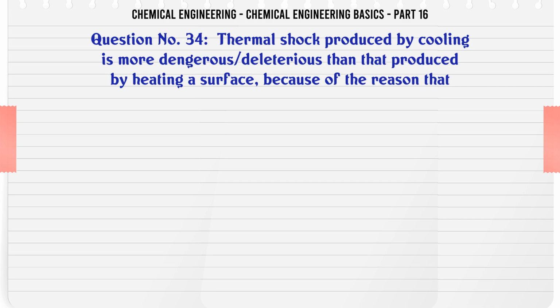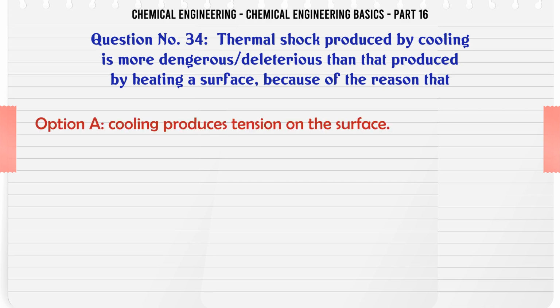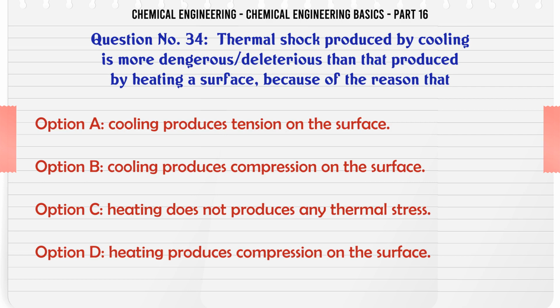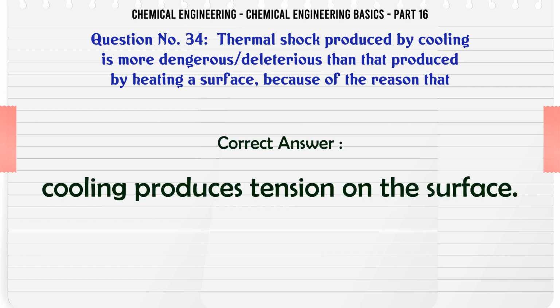Thermal shock produced by cooling is more dangerous, deleterious than that produced by heating a surface because of the reason that A, cooling produces tension on the surface, B, cooling produces compression on the surface, C, heating does not produce any thermal stress, D, heating produces compression on the surface. The correct answer is cooling produces tension on the surface.